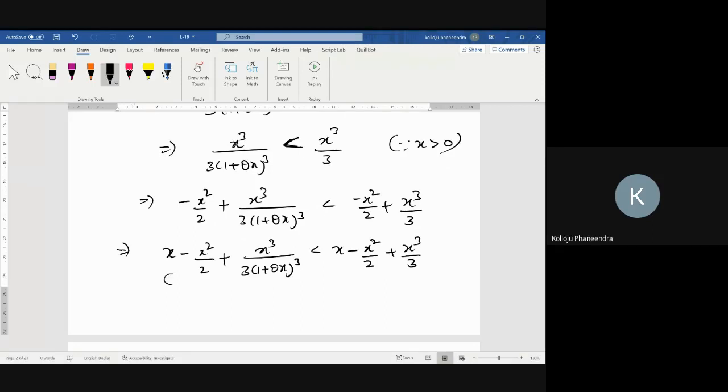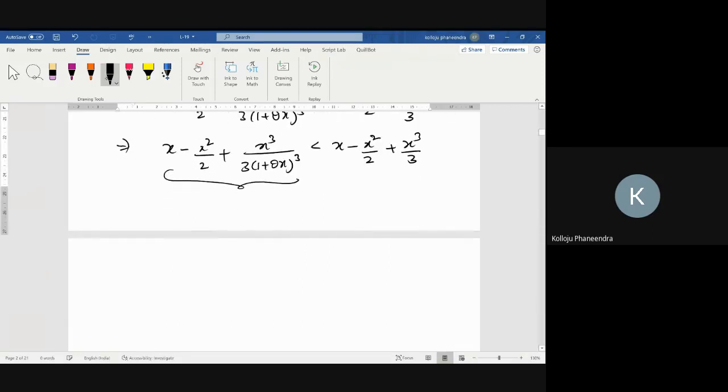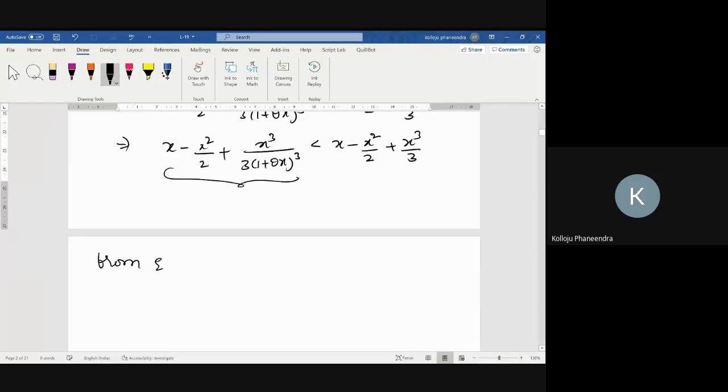Now what is this expression from equation 2? From equation 2, the left side expression, log of 1 plus x expansion, is less than x minus x square by 2 plus x cube by 3. This is the deduction of the given inequality.